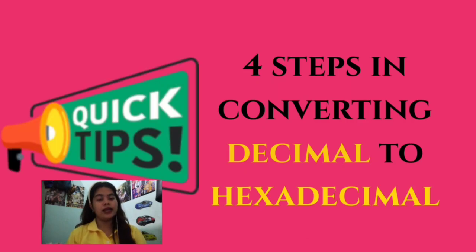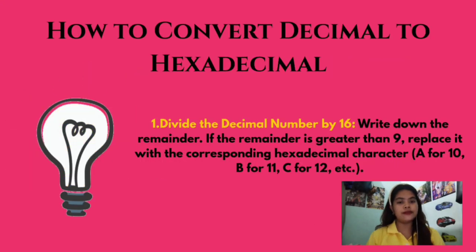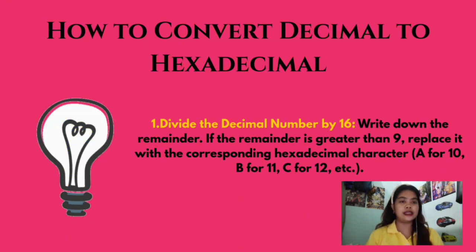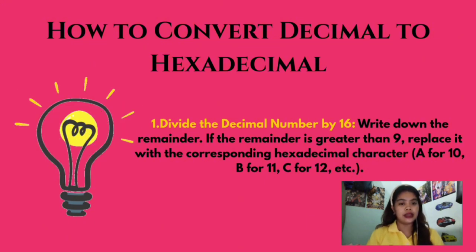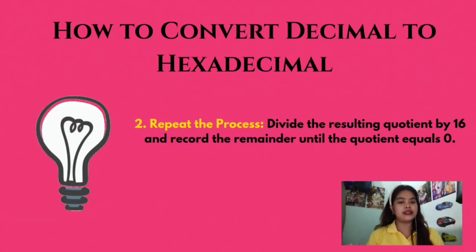Now that we understand what hexadecimal is, let's go through the 4 simple steps to convert a decimal number into hexadecimal. First step is to divide the decimal number by 16. Write down the remainder. If the remainder is greater than 9, replace it with the corresponding hexadecimal character: A for 10, B for 11, C for 12, and so on. Step number 2. Repeat the process. Divide the resulting quotient by 16 and record the remainder until the quotient becomes 0.